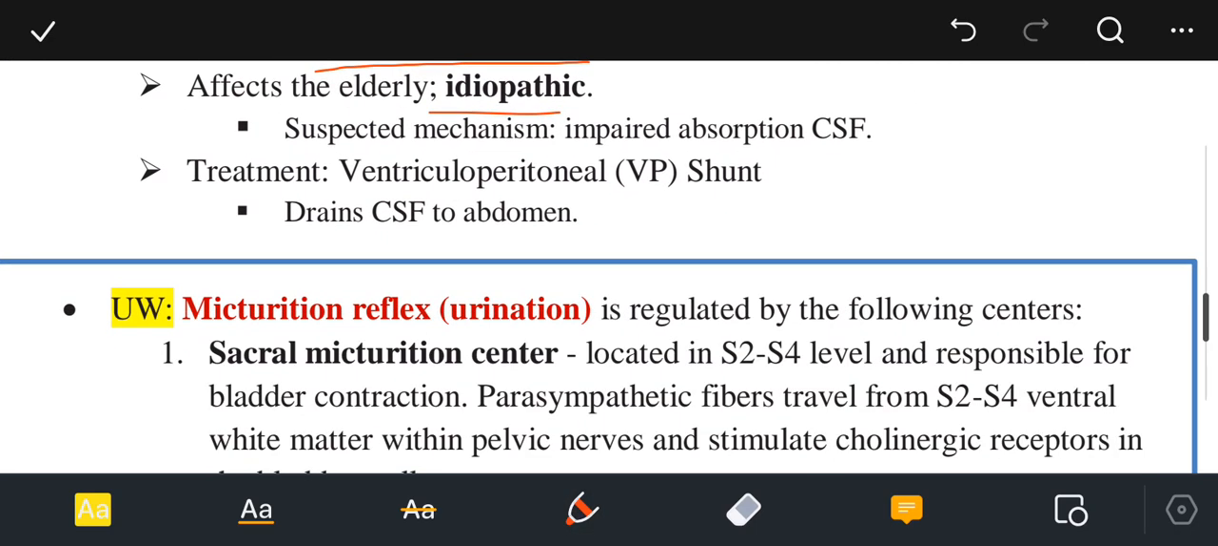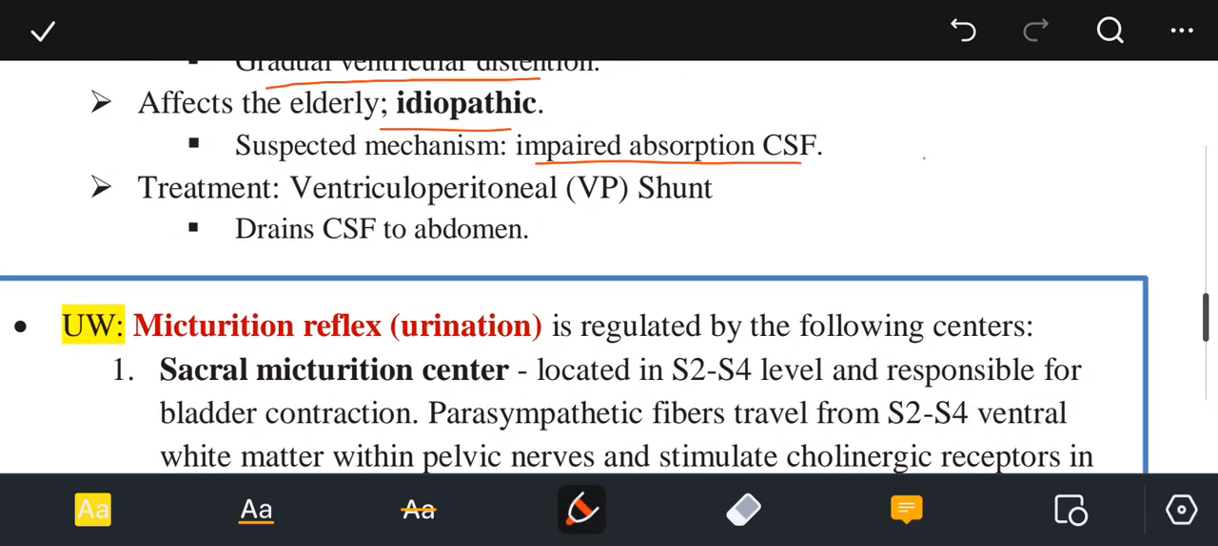Suspected mechanism is the impaired absorption of CSF. So the arachnoid villi are not obstructed or clogged. Due to some idiopathic reason, they start degenerating, and they don't act as efficient reabsorbers of CSF. So their absorption capacity decreases over time, and that may result in normal pressure hydrocephalus.